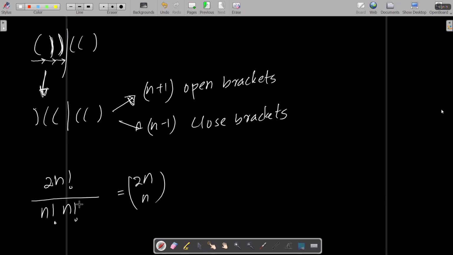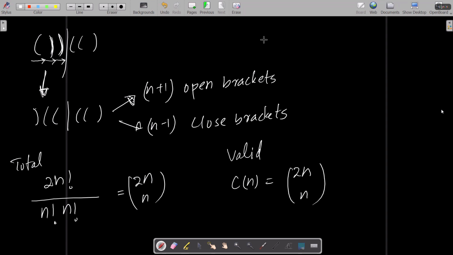2n divided by (2n minus n) factorial times n factorial. So this is the total number of bracket sequences. To find the valid bracket sequences, which would be the nth Catalan number, we can take all the possibilities and subtract the invalid ones.